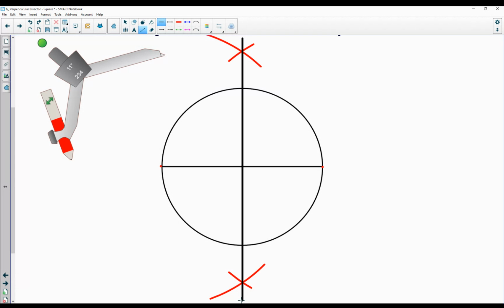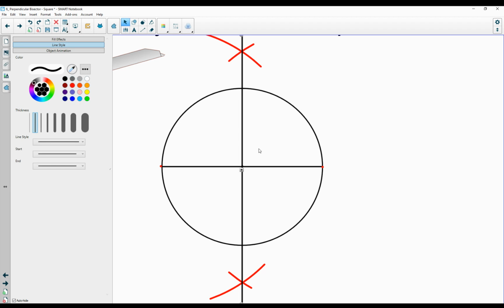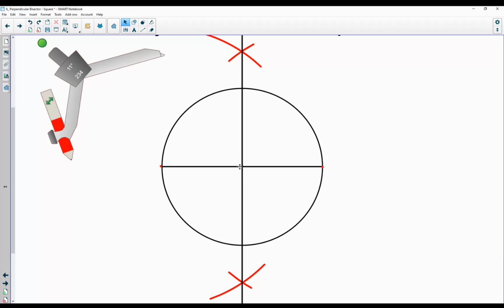Make sure you go through, especially if your arcs are inside the circle. You have to make sure that you get the perpendicular bisector that crosses the circle itself. Let's go over just a tad. All right, and here we are. All right, now you don't have a square. You just have 2 lines.